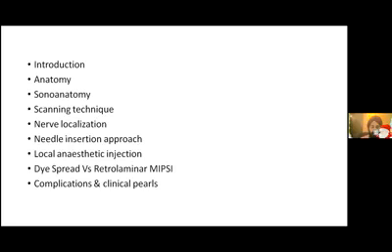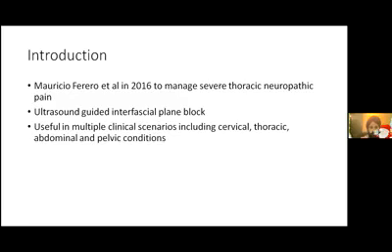So we will be doing an erector spinae ultrasound guided block, and I'll cover this topic in brief headings. Dr. Forero was the one who in 2016 described this block as an ultrasound guided interfascial block to manage severe thoracic neuropathy. And since then, in the next 2 or 3 years, it has been used in multiple clinical scenarios, including cervical, thoracic, abdominal, and pelvic conditions.